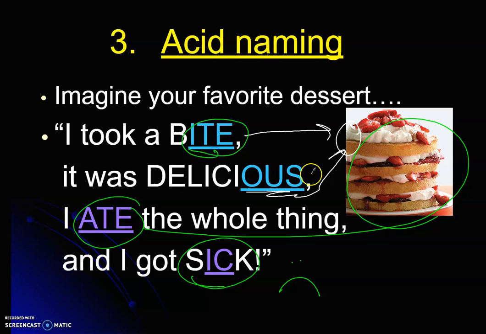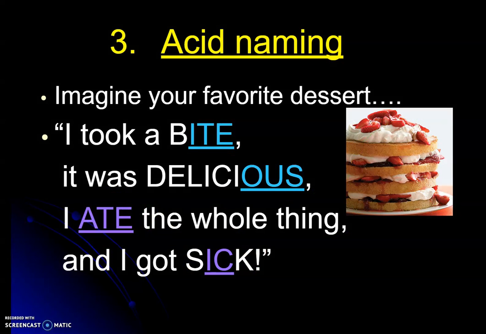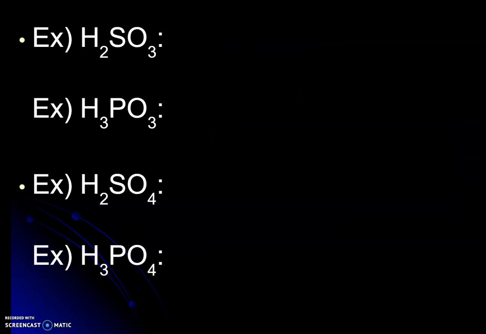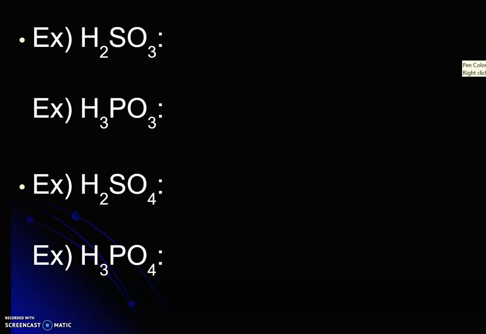I took a bite. It was delicious. I ate the whole thing. I got sick. So this is where we're going to use our endings to help us out. Okay, so if you need to jot it down, write it: ite becomes ous, ate becomes ic. I took a bite, it was delicious. And I ate the whole thing and I got sick. So ite becomes ous, ate becomes ic.